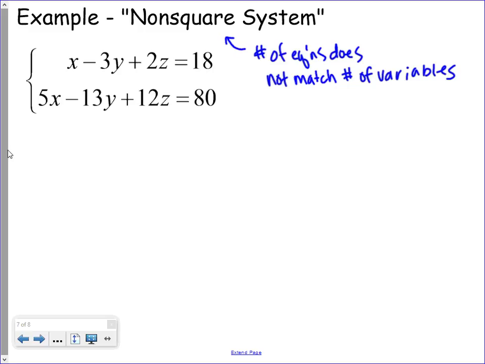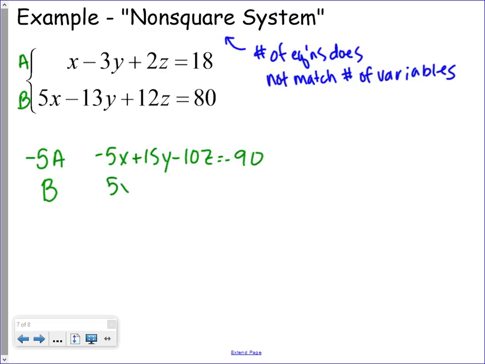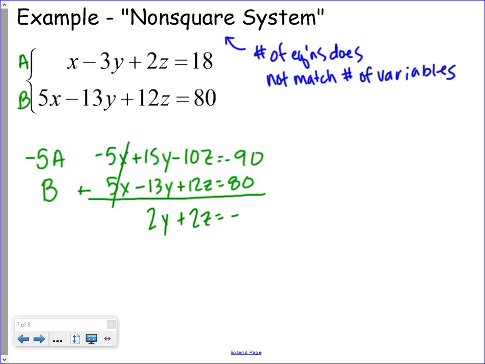So in this system, I really have only an equation A and B. Going back to Carrie's idea in her group way back at the very beginning, we would like to eliminate a variable one at a time so that we can solve for them. Which variable do you want to eliminate here? X. So we're going to do negative 5A and B. That'll be negative 5x plus 15y minus 10z equals negative 90. B will be 5x minus 13y plus 12z equals 80. And when I add those, my x's will cancel. I'll get 2y plus 2z equals negative 10. And that will be my new equation D.